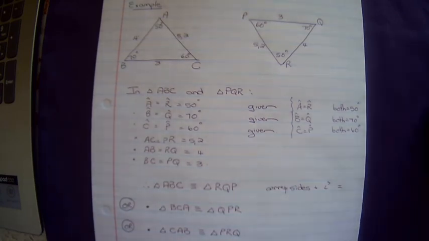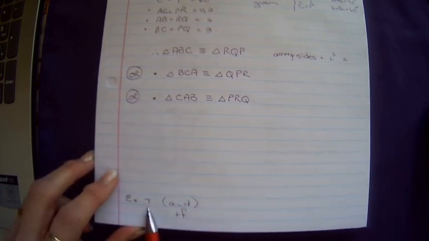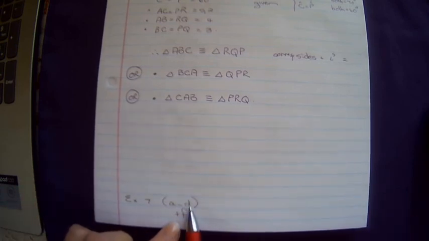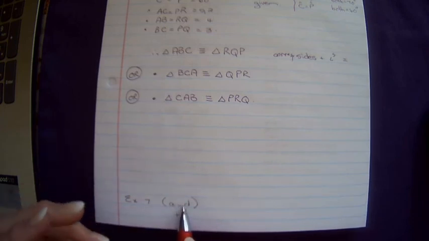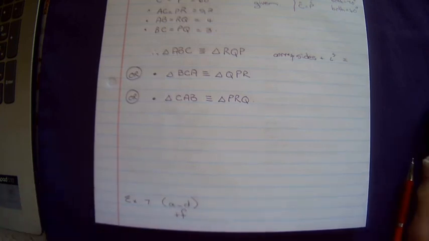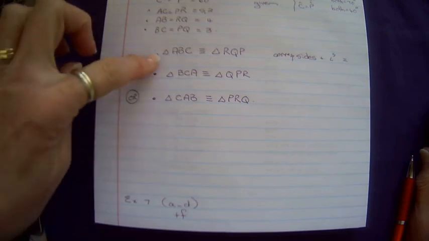So for tomorrow, I want you to try to do exercise 7, numbers A to D and F. So A, B, C, D and F. I hope you can do this. Remember to write all 3 sides and all 3 angles down before you can make a decision on that side.